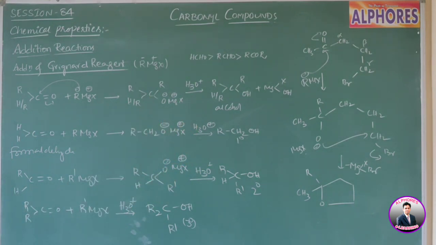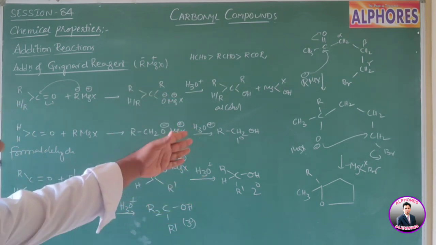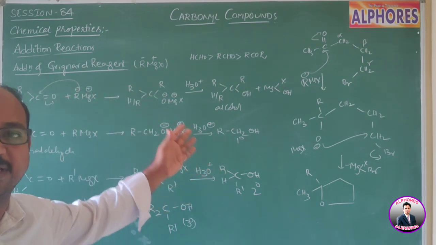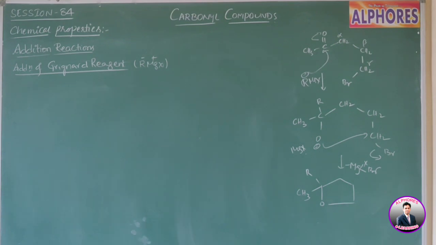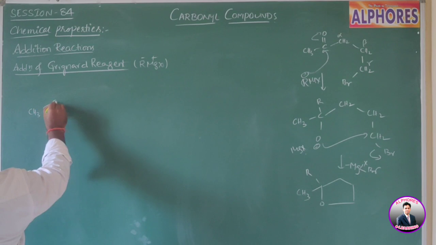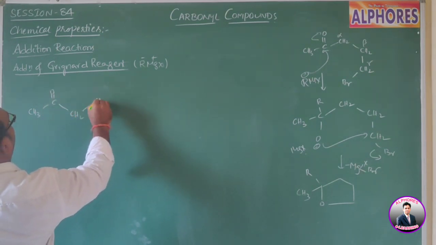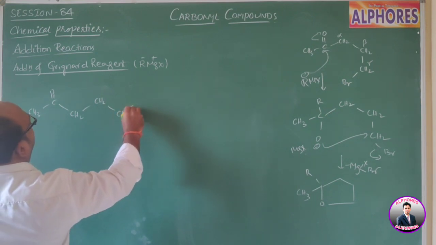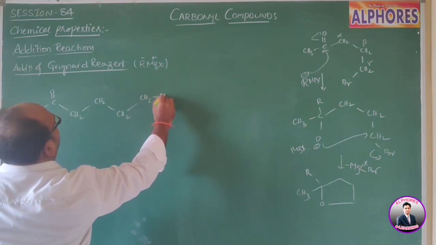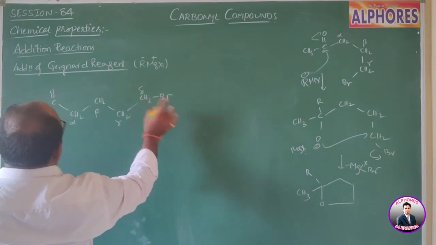Similarly, if we consider a delta halo compound, the delta halo compound is going to give 6-membered rings. Let us see the example. I am going to consider a delta halo ketone: CH3-C(=O)-CH2, then alpha, beta, gamma, delta, halogen. So alpha, beta, gamma, delta, like this.